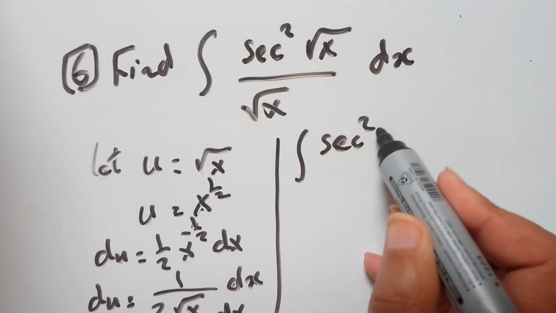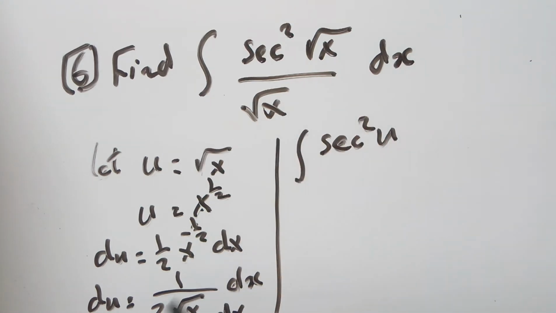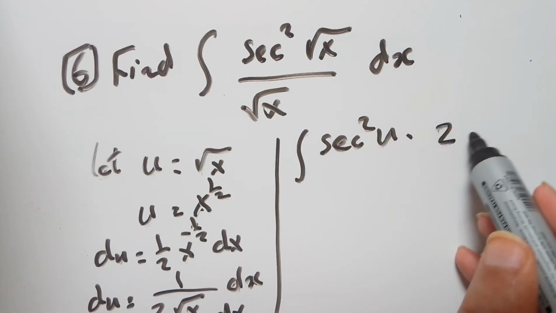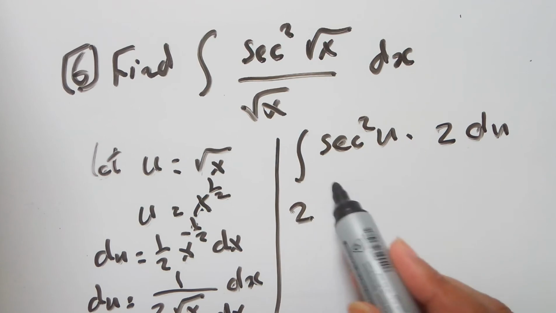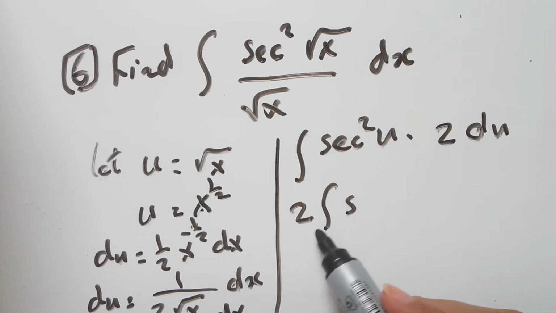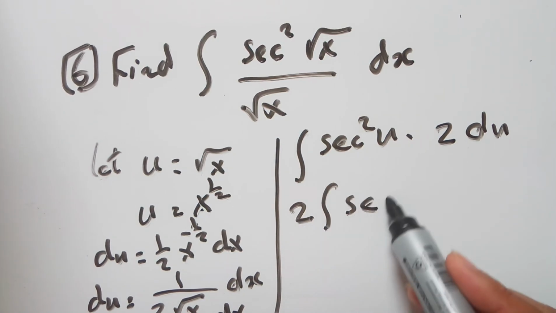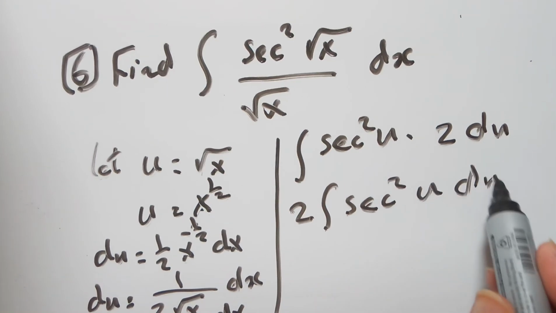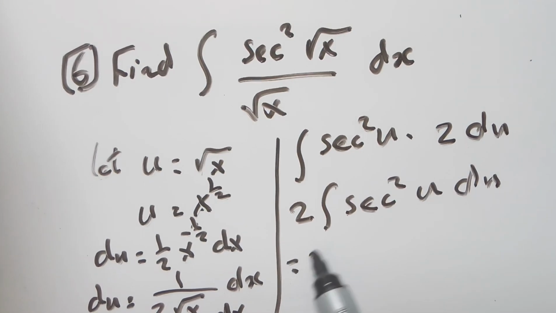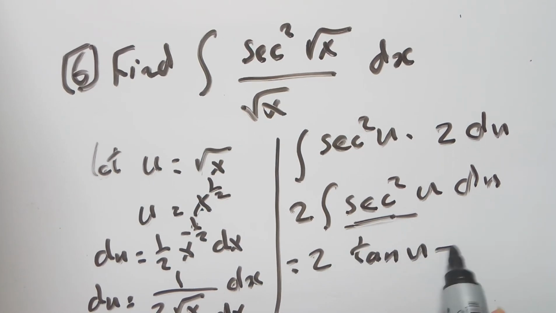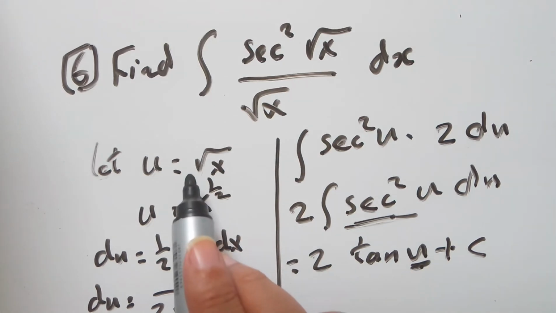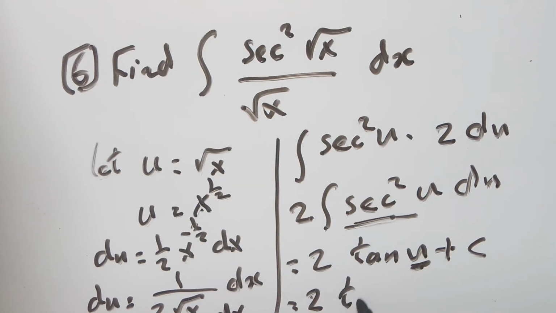It will be secant square u, and dx over radical x will be 2 du. 2 is a constant, then it will be 2 multiplied by the integration of secant square u du. What is the integration for secant square? It is tangent u plus the constant of integration. Now replace u by its value, then it will be 2 tangent radical x plus c.